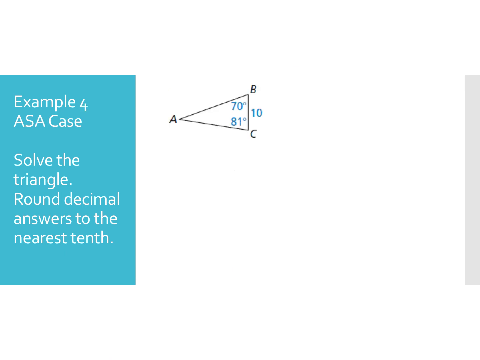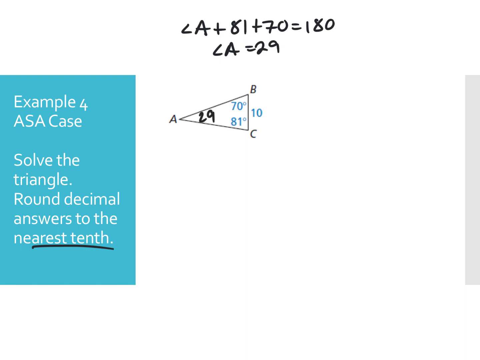All right, so for example 4, we have a different case. So I want us to solve a triangle and round the decimal answers to the nearest tenth. All right, so again, to find angle A, we can do angle A plus 81 plus 70, all of that equals 180. And then I'm going to put it in the calculator, and I get that angle A is 29 degrees.